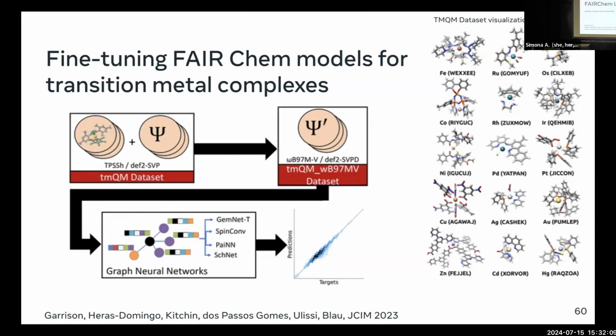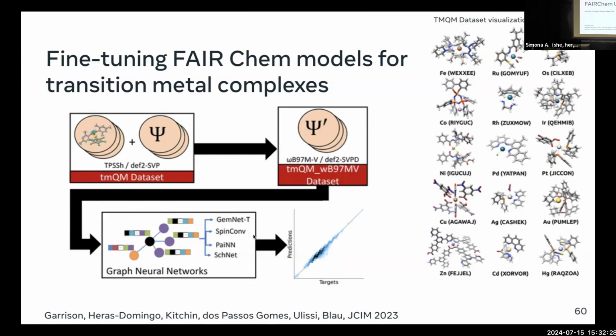We built another data set called TM. There was a separate data set called TMQM with a bunch of these things pre-relaxed with another computational chemistry code and then a fancy level of theory. I was working with Sam. We realized that there were some convergence problems, so we released a follow-up data set. We also wanted to build some ML models.